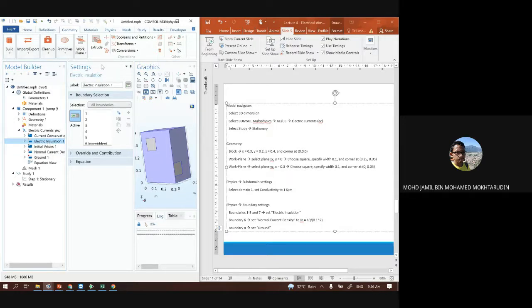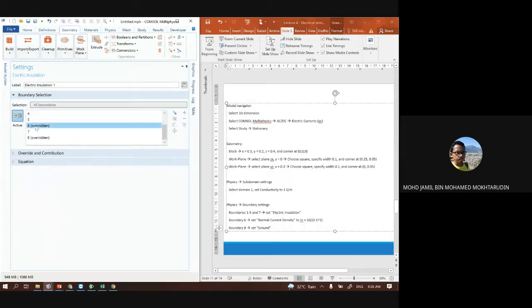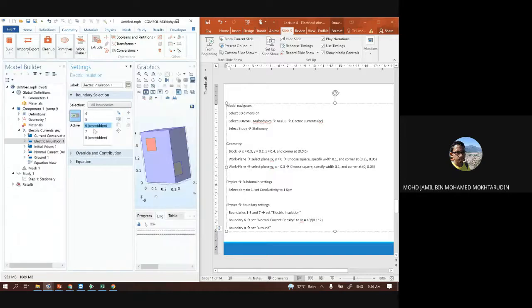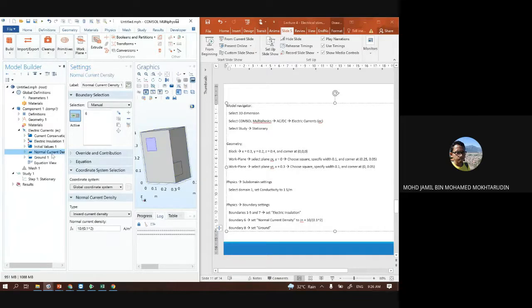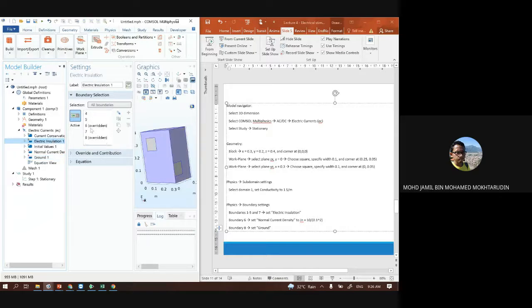So if you look at the insulation section here, you will see that boundary 6 and boundary 8, there's a word overridden written on it. So overridden meaning that these two boundaries will not be applied for insulation, but instead it is applied with, for example, boundary 6 with normal current, and boundary 8 is grounded. Okay, so the other boundaries are insulated. Okay, insulation means the current cannot go out from the abdomen. It will only flow inside the abdomen. Okay? So the other surfaces are insulated.